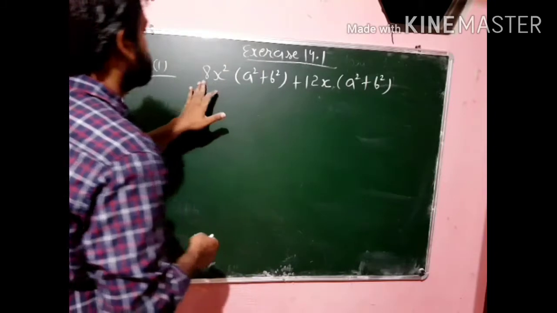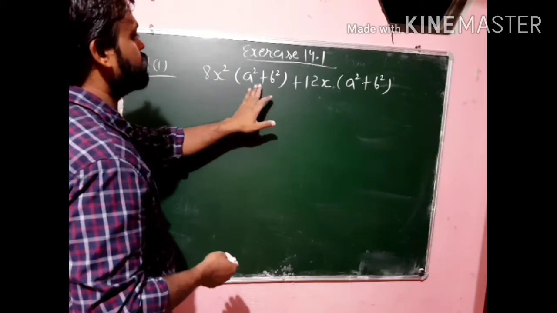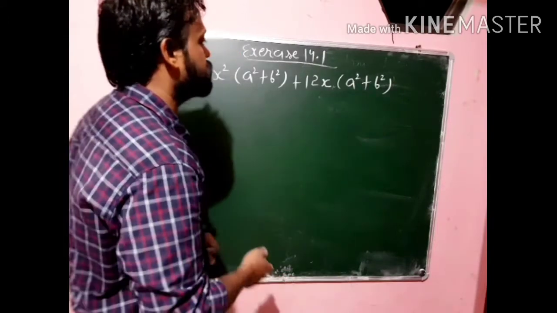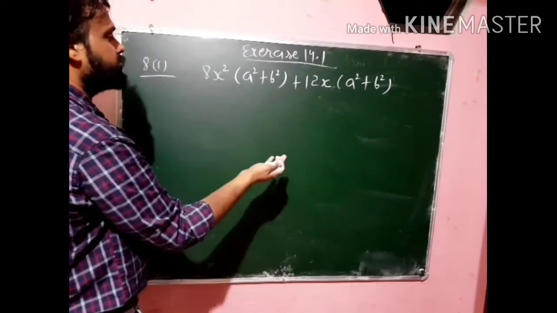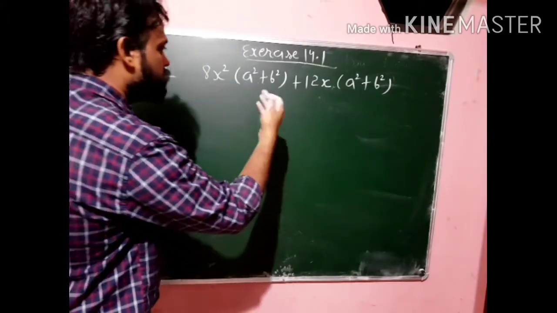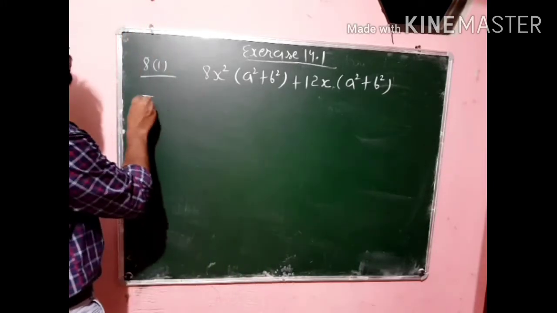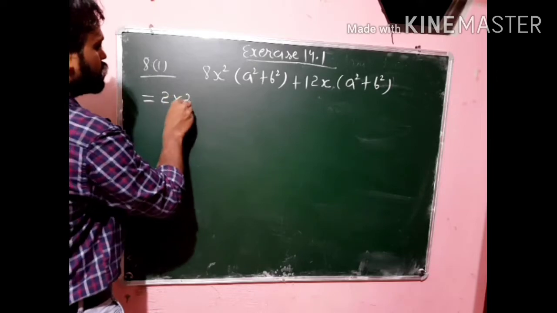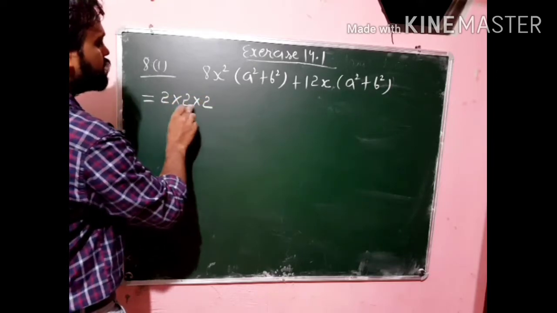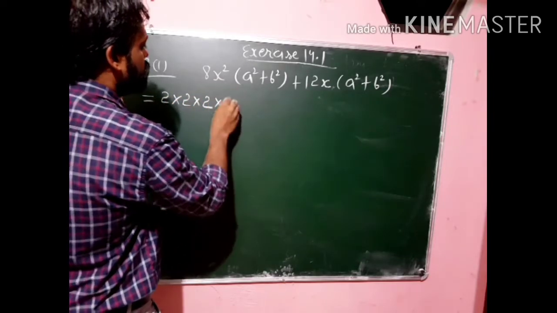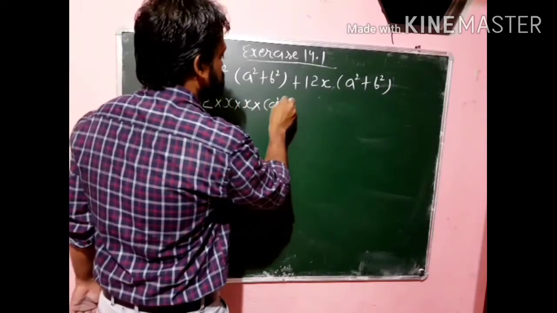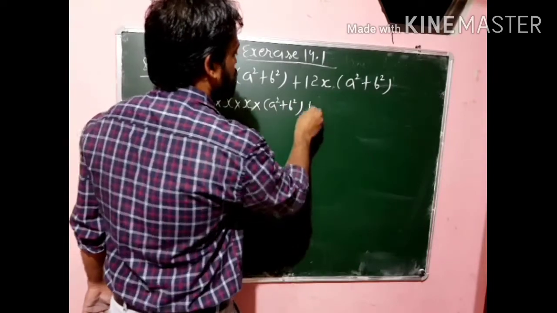In this case you can see 8x square into a square plus b square, and of course plus 12 into x into a square plus b square. Again it is a very easy sum, so you have to do the steps again. See, first of all we are making the factors of 8. You can write it as 2 into 2 into 2, 2 to the 4, 4 to the 8, and also x square means x multiplied by x, and also this bracket a square plus b square, and write down plus here.